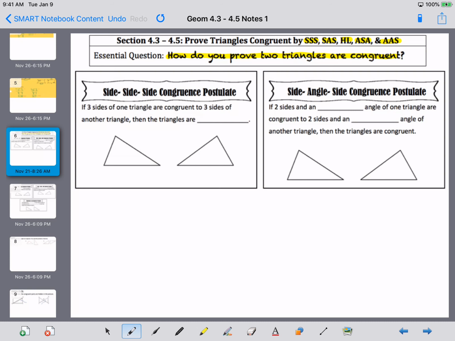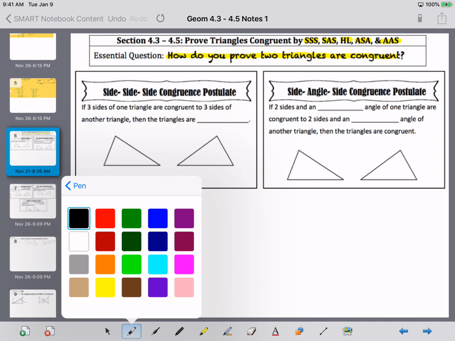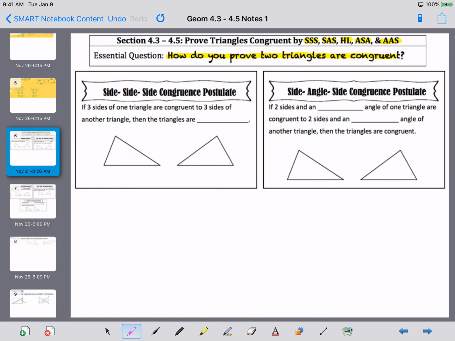The first one is the side-side-side congruence postulate. That's where the SSS comes from in our title. So that just tells us if 3 sides of one triangle, 1, 2, 3, are congruent to 3 sides of another triangle, 1, 2, 3, then the triangles are congruent.